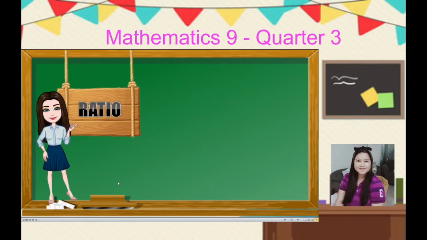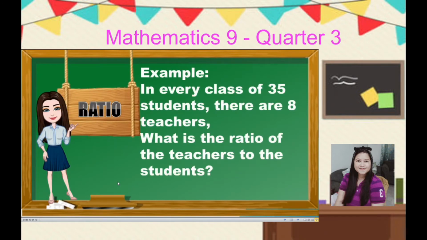So, meron ako ditong halimbawa ng ratio. In every class of 35 students, there are 8 teachers. Ano daw yung ratio ng teachers to the student? What is the ratio of the teachers to the students? So, titingnan natin dun sa question kung ano yung kinokompara. So, ang kinocompare dun ay yung bilang ng teachers at bilang ng estudyante. So, in the first statement, it is written that there are 8 teachers and 35 students. So, paano natin yun isusulat? So, nauna yung teachers. So, dapat yung bilang ng teachers yung una nating ilalagay. Susundan ng bilang ng students. So, that will be 8 is to 35. Or pag sinulat natin as fraction, that is 8 over 35.